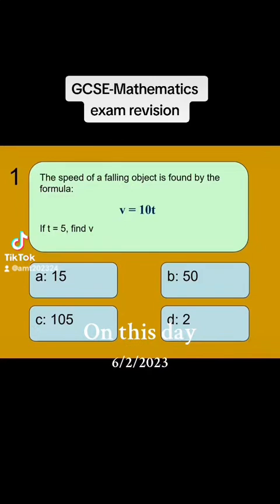Okay, so answers for these. So v is equal to 10 lots of 5, so 10t means 10 times t, so 10 lots of 5. 10 times 5 is 50, guys. So the answer is equal to 50, which is equal to option B, guys.